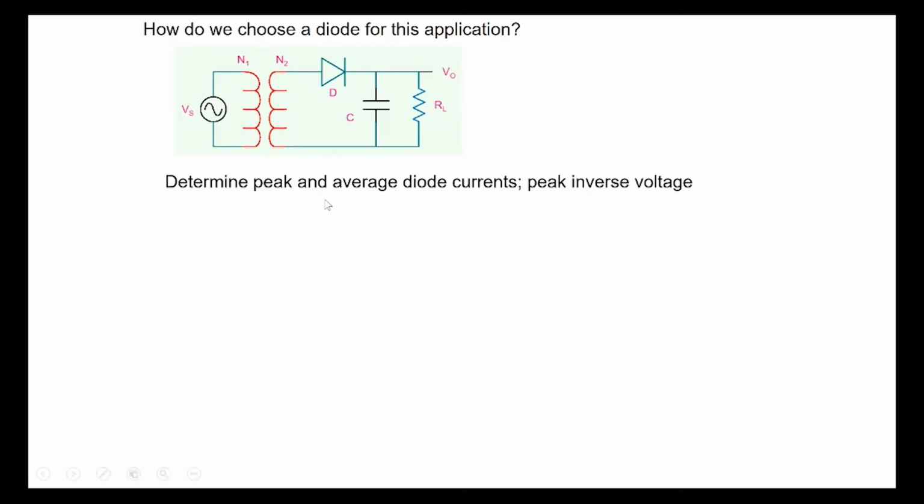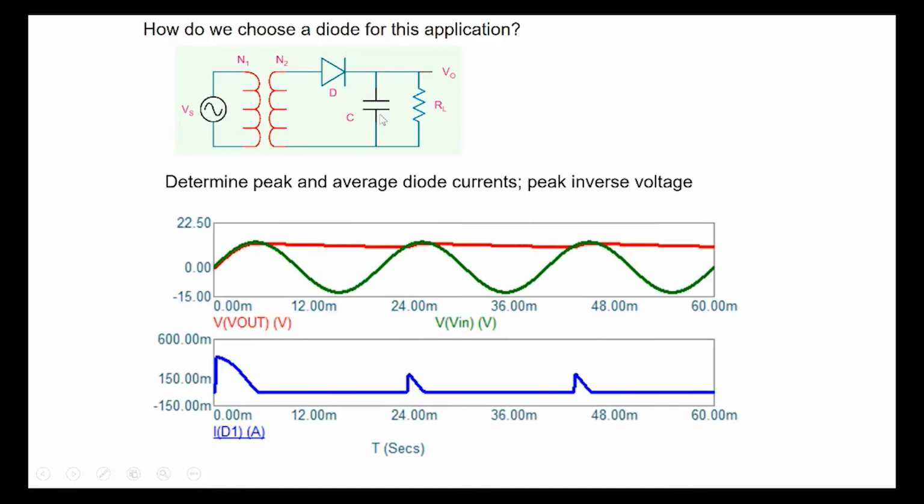So what we would like to determine is the peak current flowing through the diode, the average diode current, and the peak inverse voltage. How much is the inverse voltage across the diode? All right, this is the diagram that we have been showing. The green one is the input voltage at the secondary, and the red one shows the output voltage with a little bit of ripple, which is hard to see in this particular case. And the blue one shows the diode current.